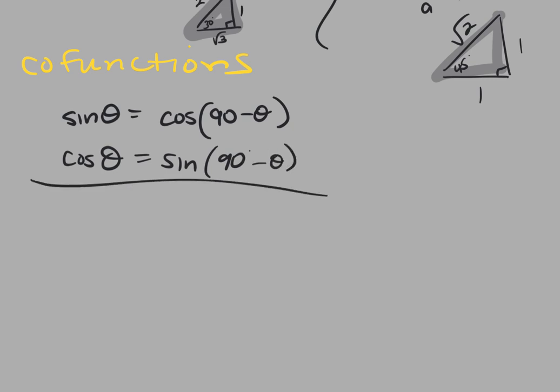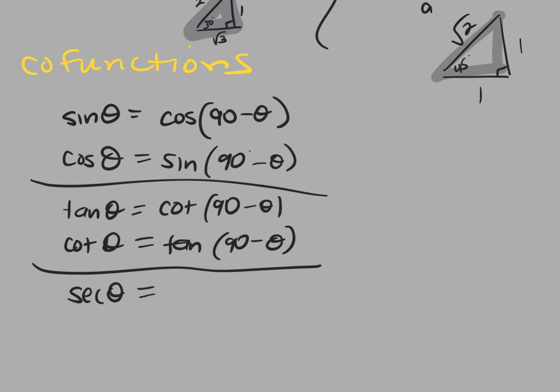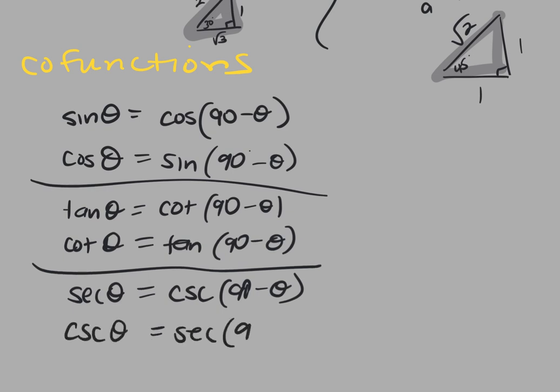Those two go together. Then tangent goes with cotangent, so the tangent of theta is the same thing as the cotangent of 90 minus theta. And the cotangent is the same thing as the tangent of 90 minus theta. Or all of these could be pi over 2. And then the last pairing is secant and cosecant. So the secant of theta is equal to the cosecant of 90 minus theta. And the cosecant of theta is equal to the secant of 90 minus theta.